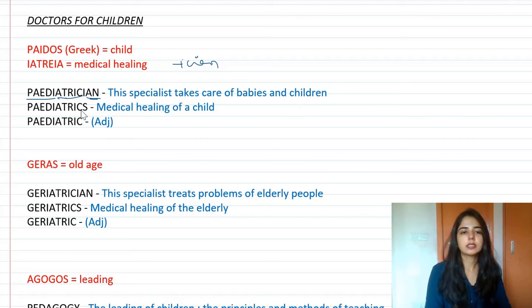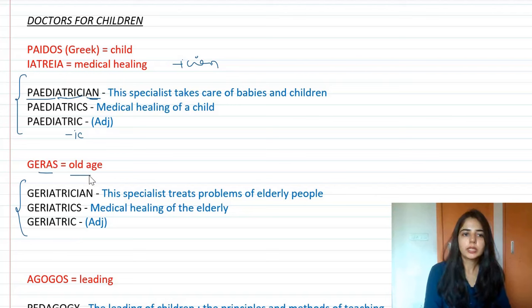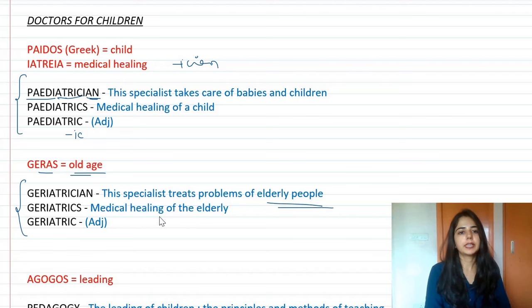And the medical specialty is pediatrics. Pediatrics, medical healing of a child, and pediatric is the adjective. We added the suffix ic, and pediatric is the adjective form. So pediatrician is the specialist, pediatrics is medical healing, and pediatric is the adjective. Similarly, we see the words geriatrician, geriatrics and geriatric. Now geras means old age. Just like paidos means child, geras means old age. So this specialist treats problems of elderly people, and the medical healing of the elderly is geriatrics and the adjective is geriatric.